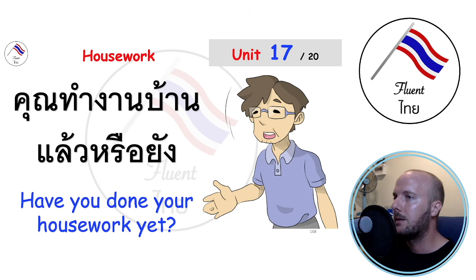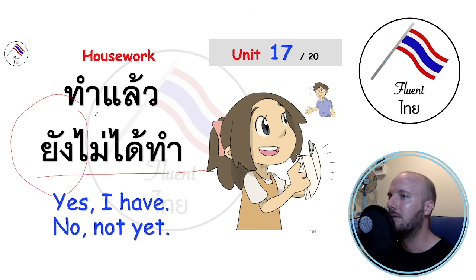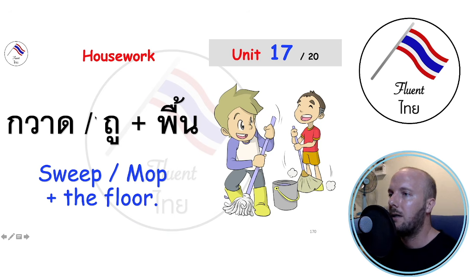Have you done your housework yet? คุณทำการบ้านแล้วหรือยัง. Or if you remember, we could just say หรือยัง, right? You can make it shorter. So you answer ทำแล้ว or ยังไม่ได้ทำ. And if we want to make this sentence a bit shorter, we can just say ยัง, okay? Obviously don't forget your polite particles.